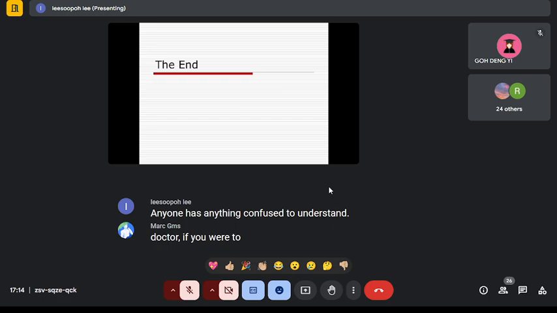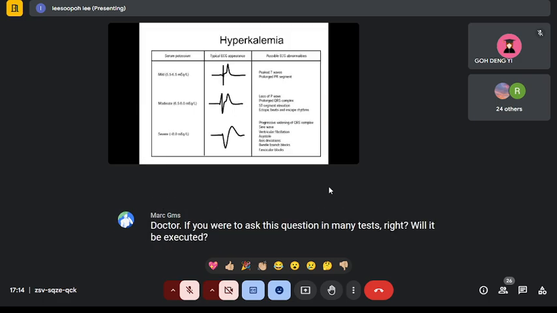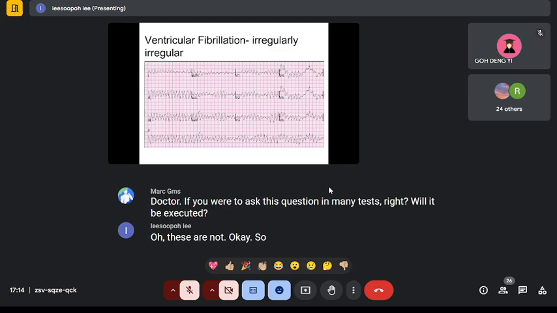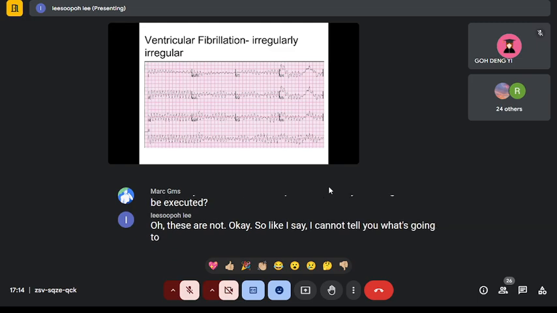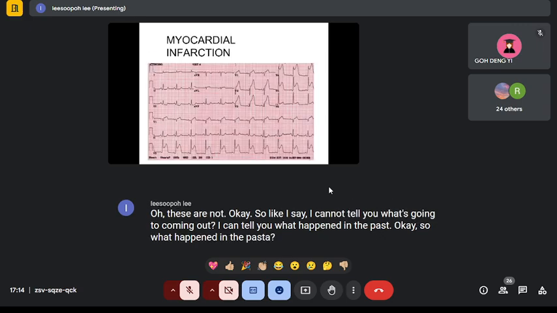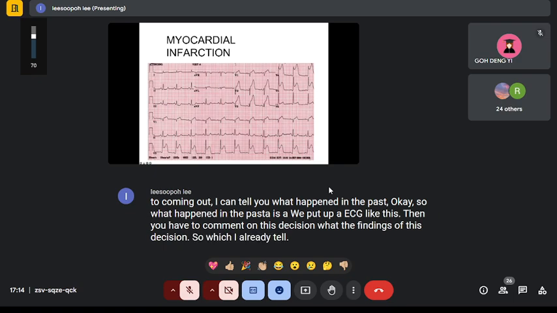Doctor, if you were to ask this question in the exam, will it be MCQ or SAQ? Oh, this one. Okay, so like I said, I cannot tell you what's going to come out. I can tell you what happened in the past. What happened in the past is we put up an ECG like this, then you have to comment on this ECG. What are the findings on this ECG? Which I already told you the answer, right?